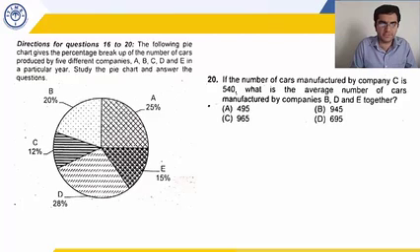Last question for this set. Yeah, easy question. Cars manufactured by C is given. Find average cars manufactured by B, D, E together.